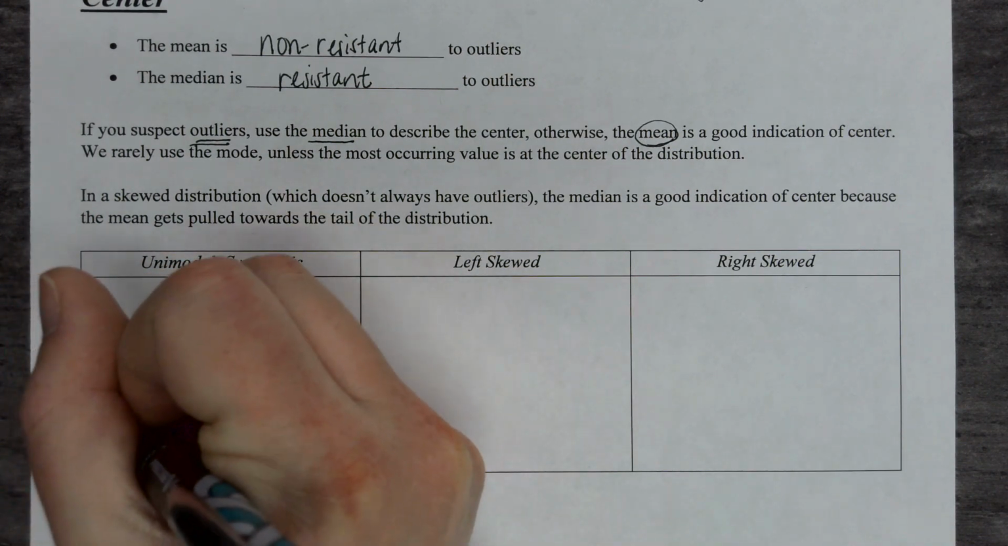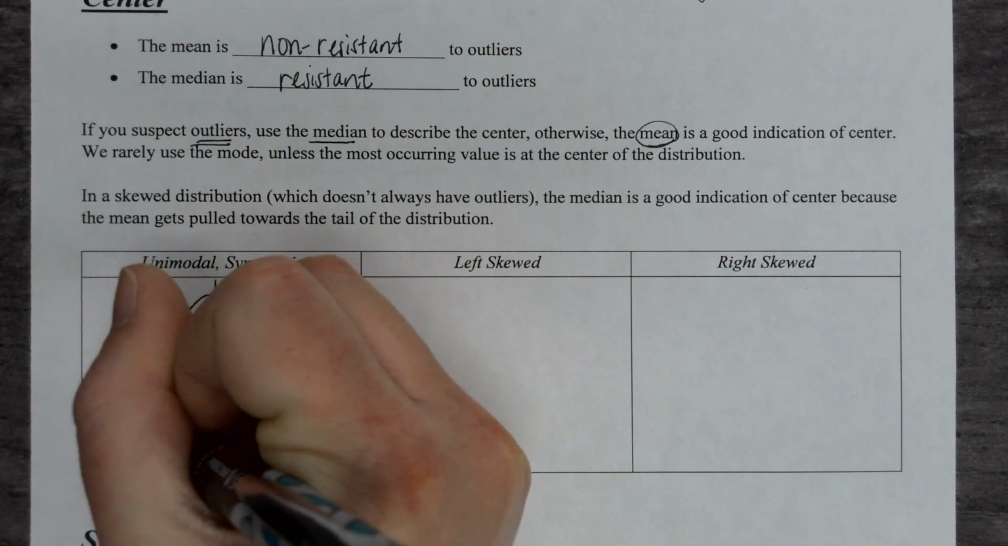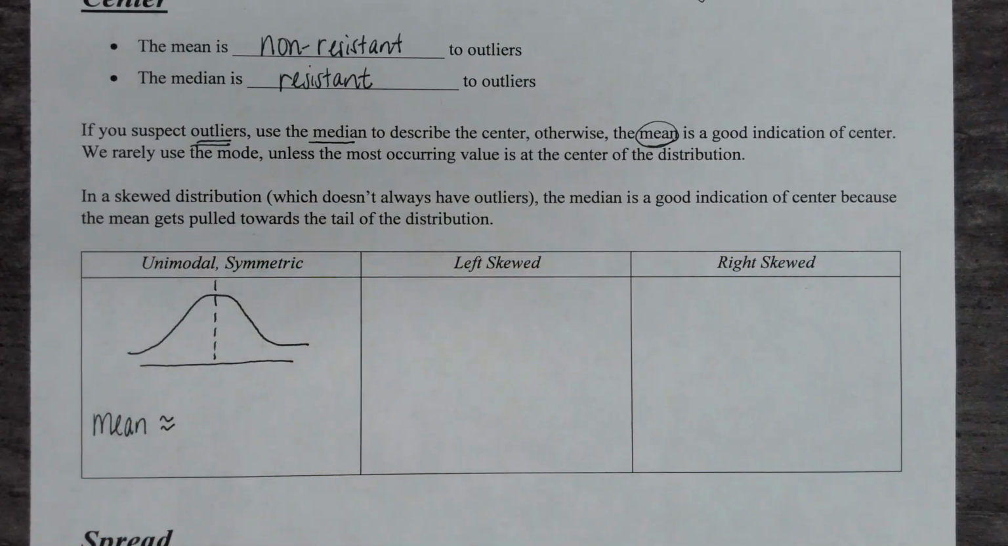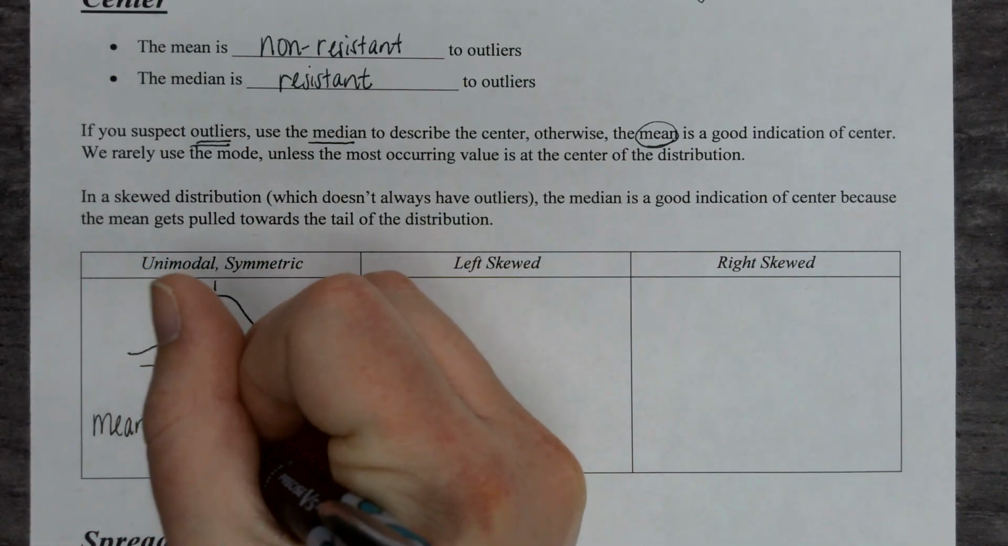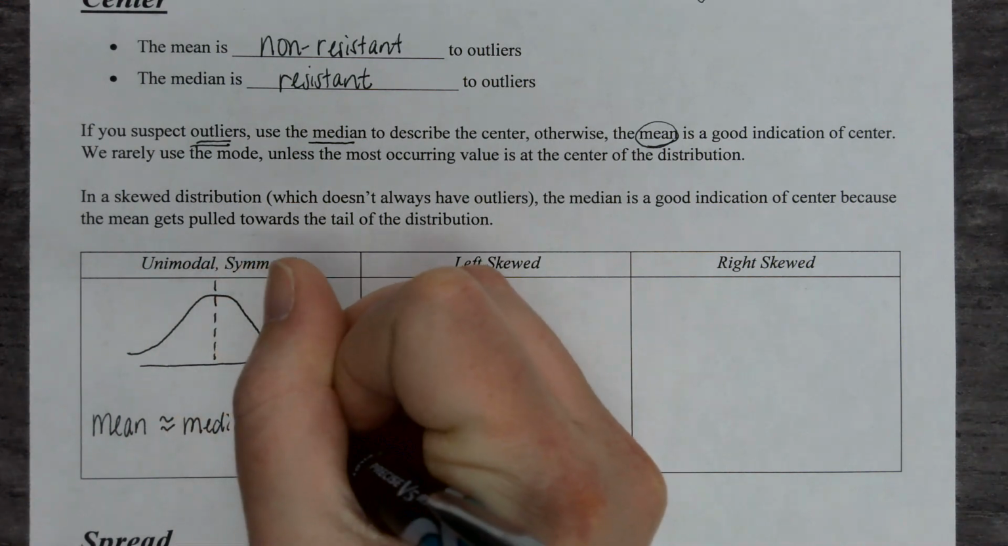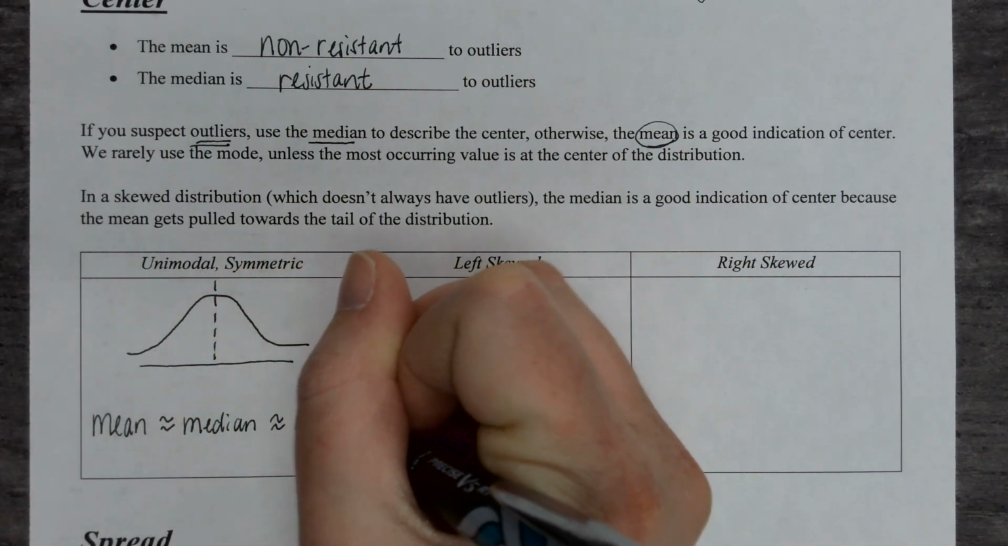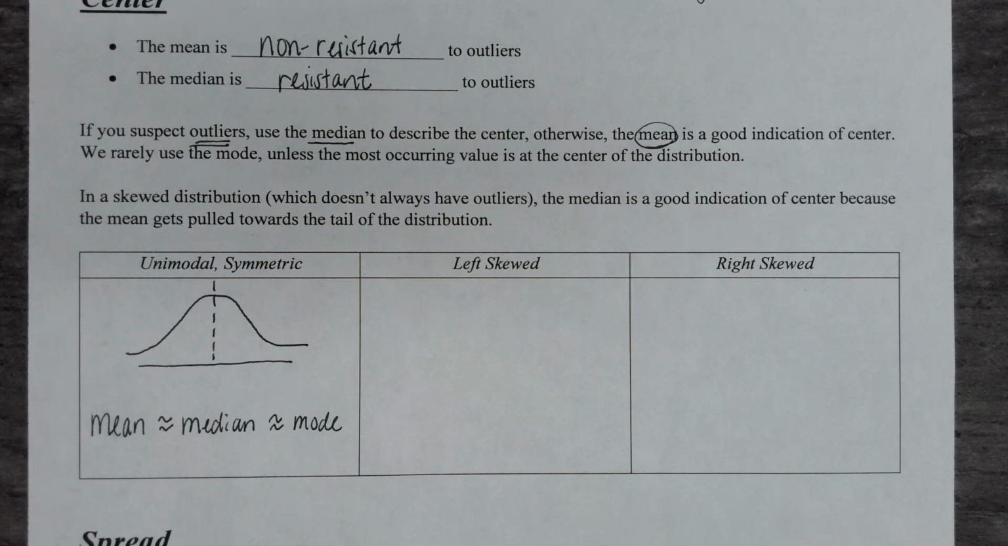So I can say that my mean is going to be approximately the same as my median, which is pretty much the same as your mode. And that's really the only time you're going to use mode, because that's when it's in the center of the data set. You know that it's going to be roughly equivalent to the other two.